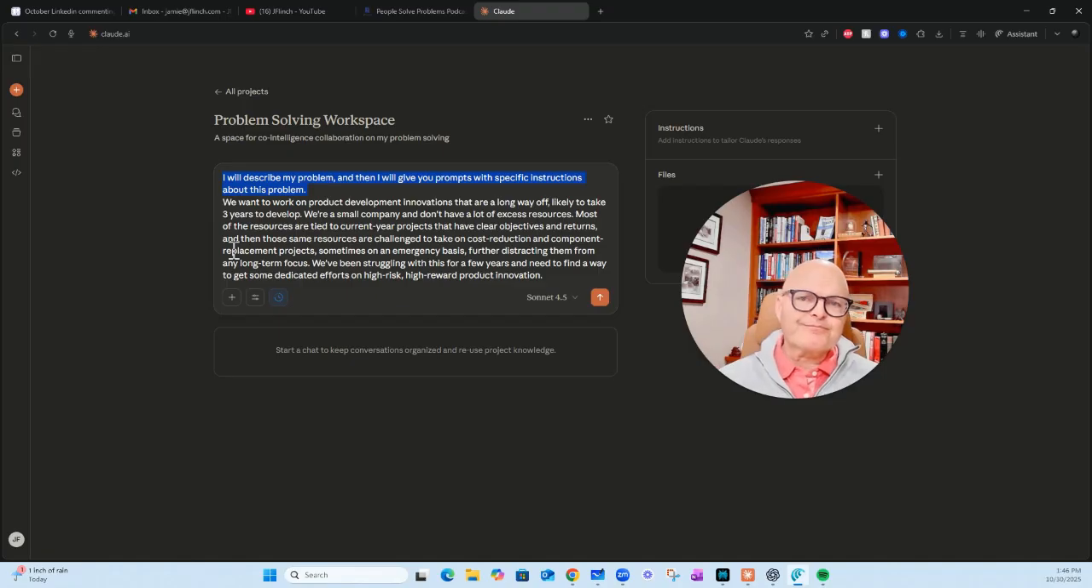And then those same resources are challenged to take on cost reduction and component replacement projects, sometimes on an emergency basis, also not uncommon, further distracting them from any long-term focus. We've been struggling with this for a few years and need to find a way to get through some dedicated effort on high-risk, high-reward product innovation. Again, many of you may read that and go, oh, that describes us. Like I said, not an uncommon problem for a lot of companies.